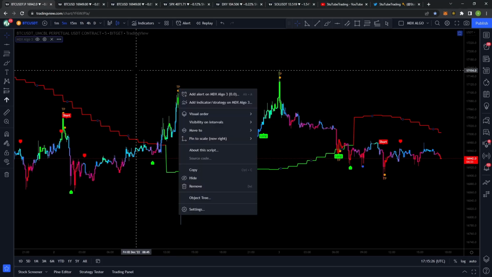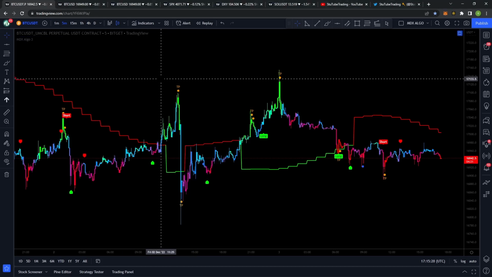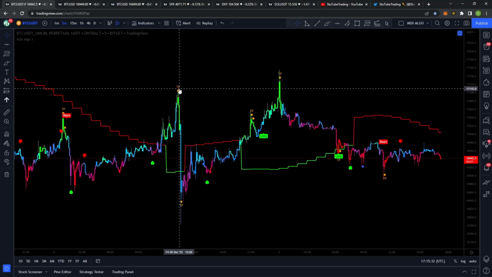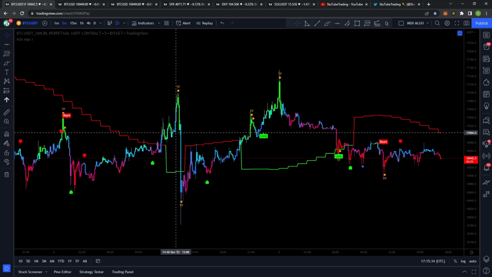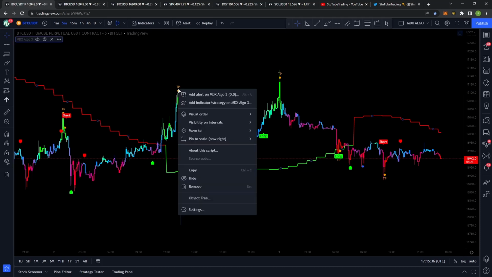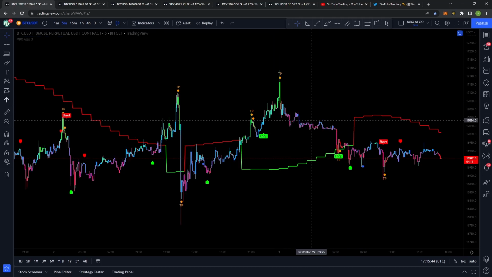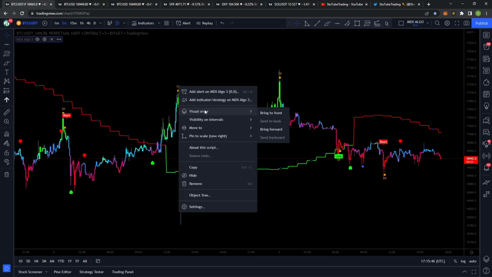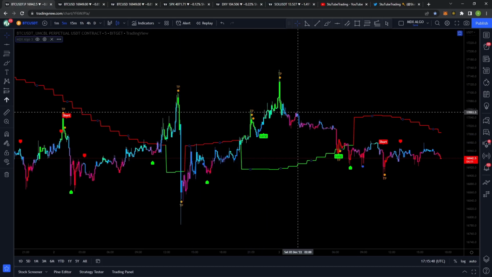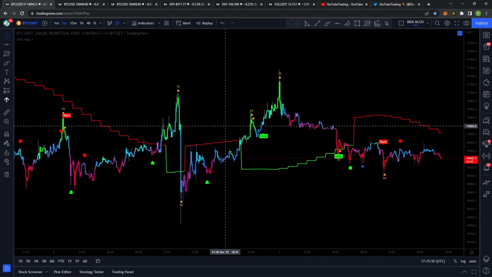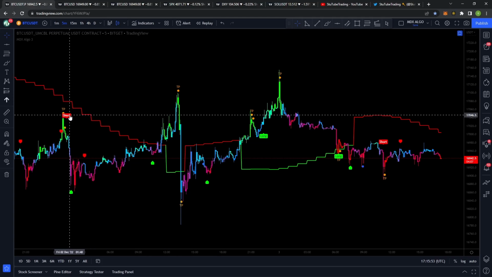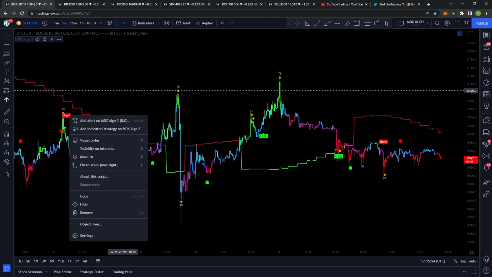The first thing I want to mention is I know some people have had some visual issues. Just make sure that you have everything set to bring to front. So if I right click on any of these signals, I can go to visual order. Make sure this is bring to front, because if you send it back, sometimes the colors just get a little wonky and that kind of thing. So if you bring to front, it should keep everything nice and clean and crisp. So if you are having any visual issues, make sure that's the first thing you check.